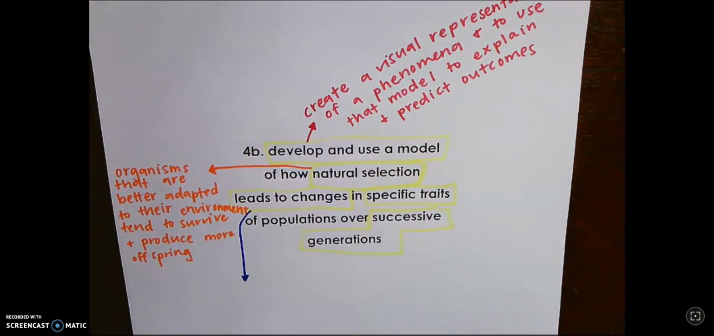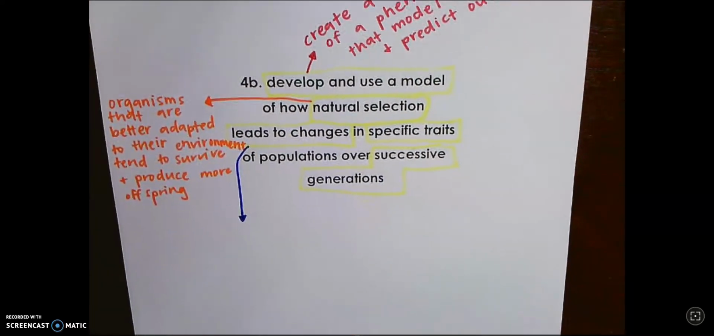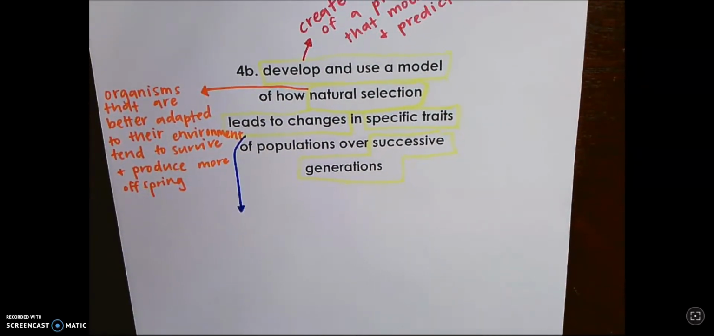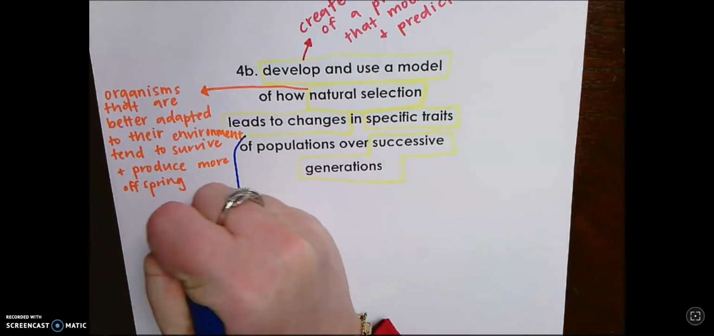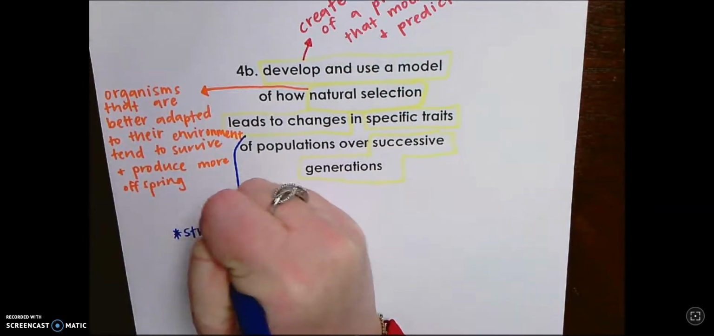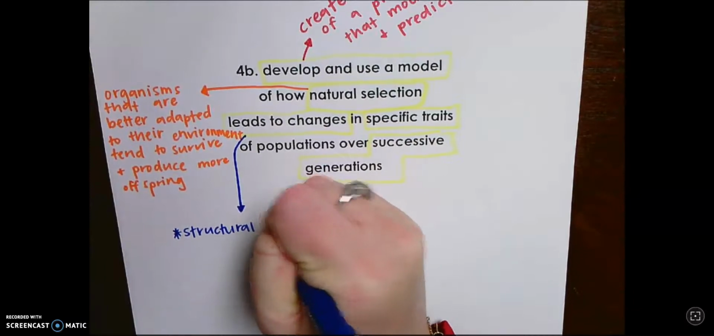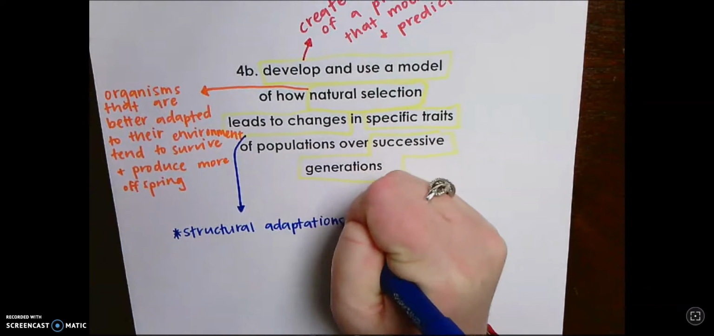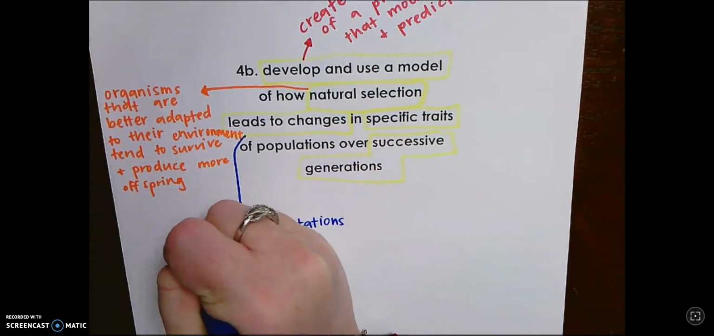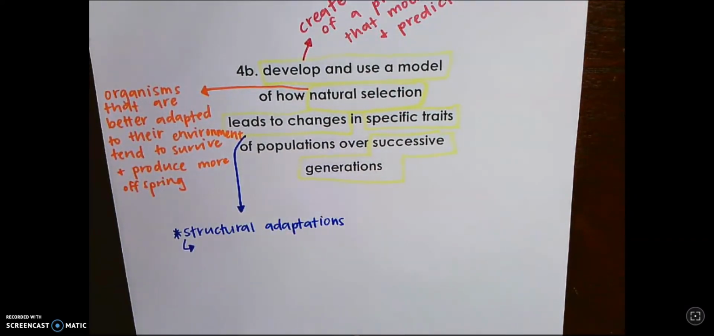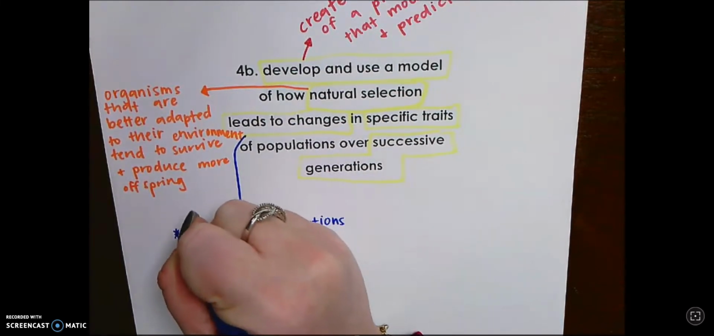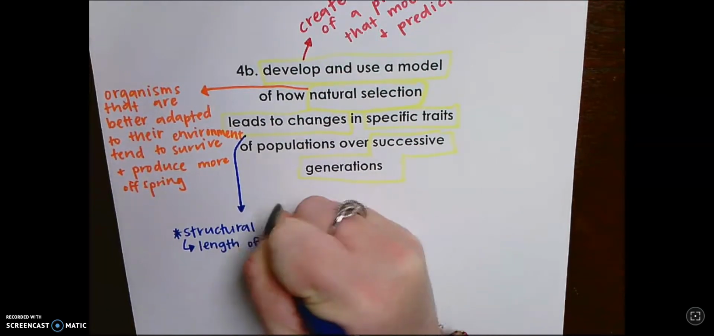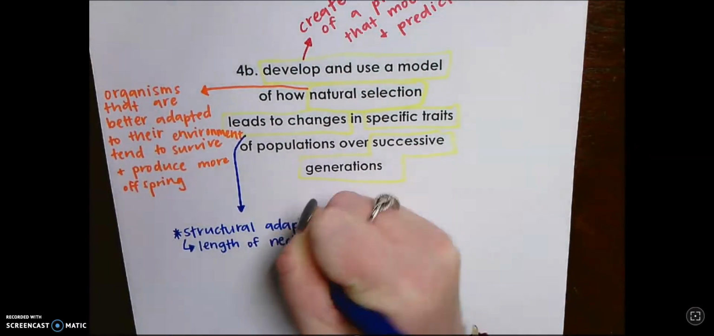And we talked about 3 different types of adaptations that might lead to these changes in these specific traits. So the first one was structural. And an example of that might be like a long neck of a giraffe. That would be a structural adaptation because it has to do with the shape of the body.